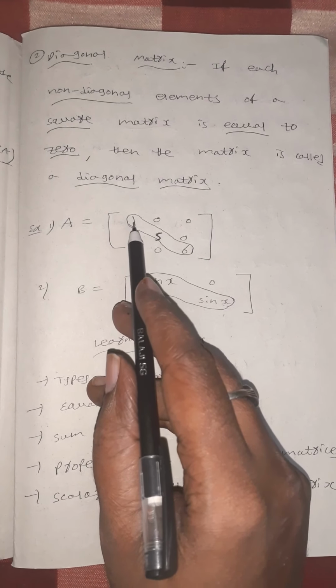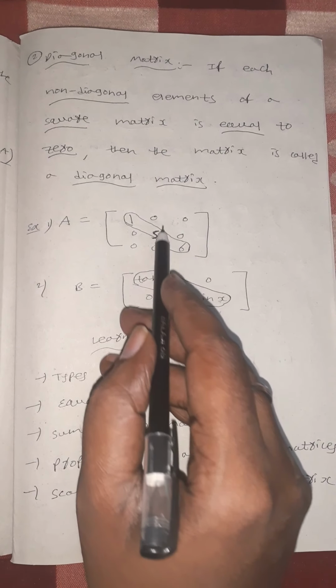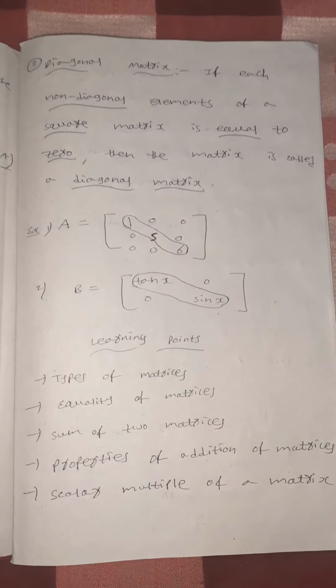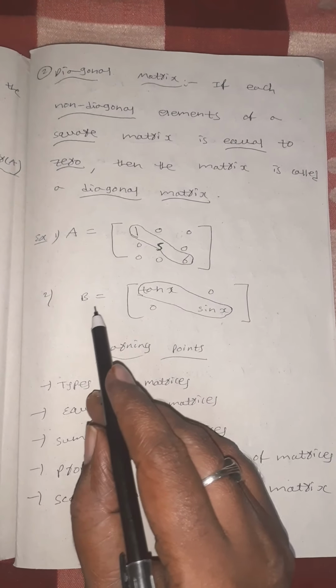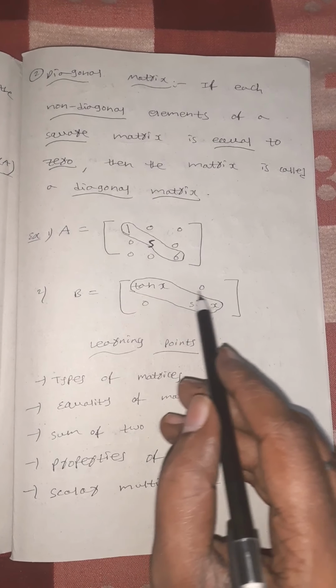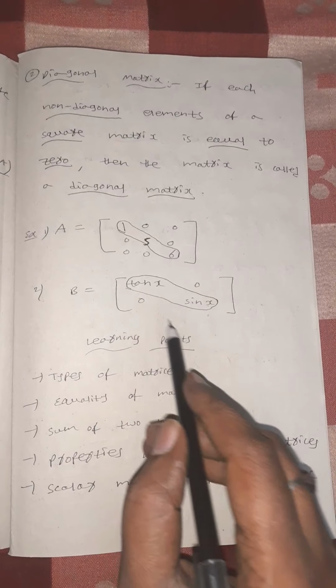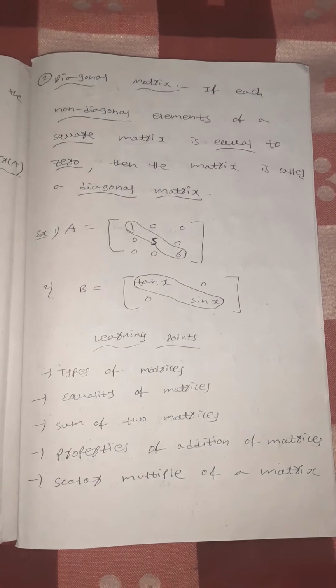If you take here an example, 1 0 0, 0 5 0, 0 0 6, what is the diagonal here? 1, 5, 6. Rest all elements are 0. So it is a diagonal matrix. Next example, if you take tan x 0 0 sin x, if you see the diagonal, rest all elements are 0.